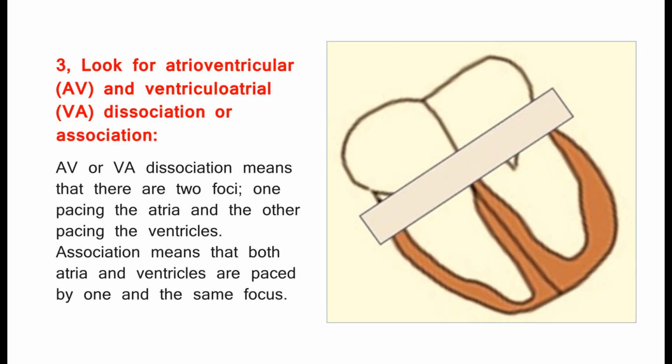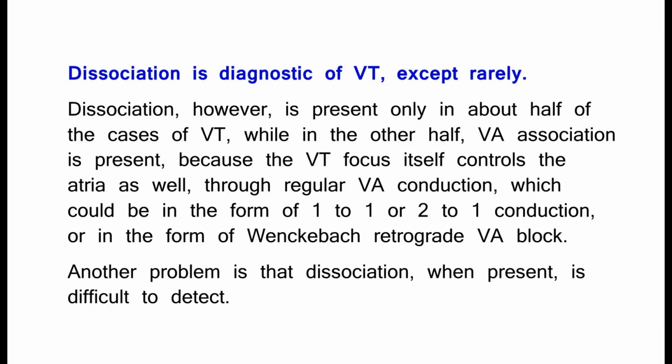3. Look for atrioventricular, AV, and ventriculoatrial, VA, dissociation or association. AV or VA dissociation means that there are two foci, one pacing the atria and the other pacing the ventricles. Association means that both atria and ventricles are paced by one and the same focus. Dissociation is diagnostic of VT, except rarely.